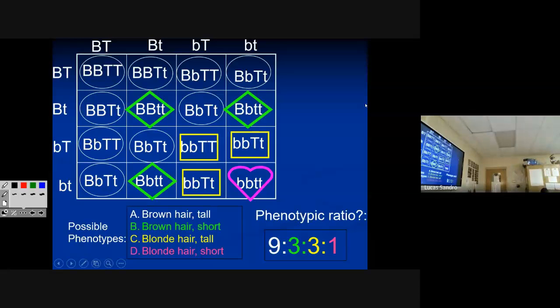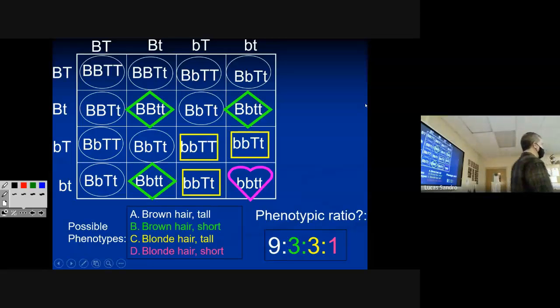Still need to remember that this isn't predicting the way 16 kids will turn out. If this couple has 16 kids, this is not telling us that 9 of them will be dominant. This is telling us every time this couple has kids, there is a 9 out of 16, that is a better than half chance that the kid will be dominant for both. And there's only a 1 out of 16 chance, very small chance, that the kid will be recessive for both.